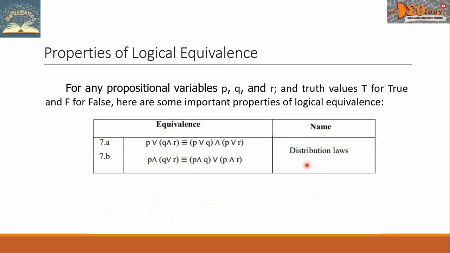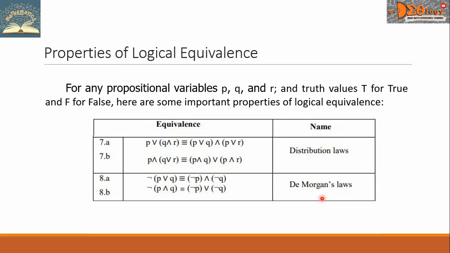Number 7, distribution laws. We have two parts. 7a, P or the compound proposition Q and R is logically equivalent to the compound proposition P or Q and the compound proposition P or R. 7b, P and the compound proposition Q or R is logically equivalent to P and Q or the compound proposition P and R.